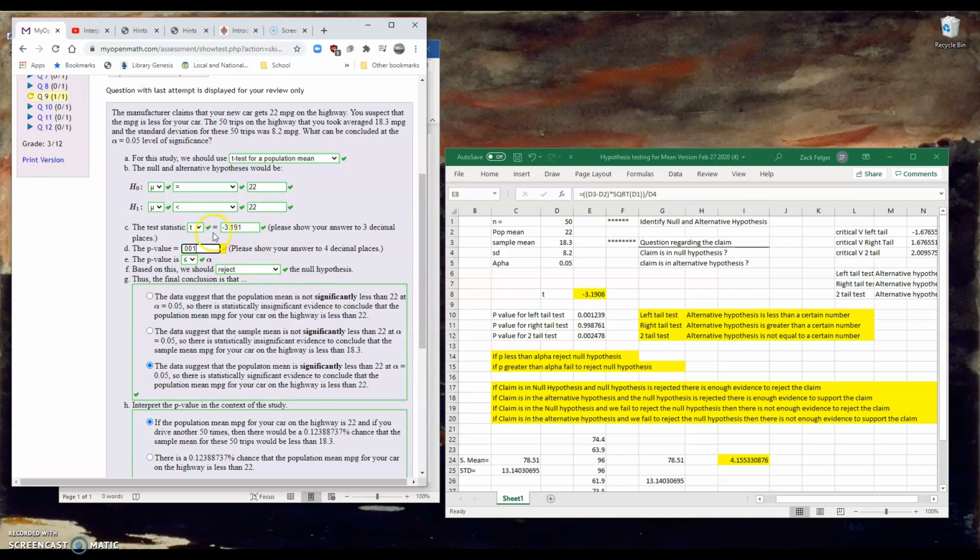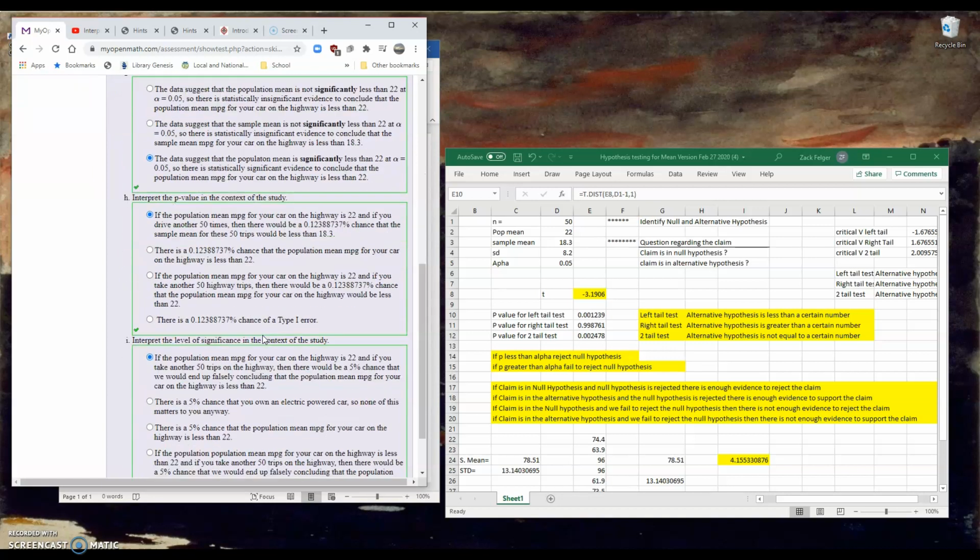The p-value, well, since it's less than 22 for our alternative, that means we are doing a left-tail test because the alternative hypothesis is less than a certain number, so we're doing a left-tail test, and our p-value for the left-tail test is 0.001. Now that means that our p-value is less than our alpha, so that means we get to reject the null hypothesis. So again, less than alpha. We should reject the null hypothesis.